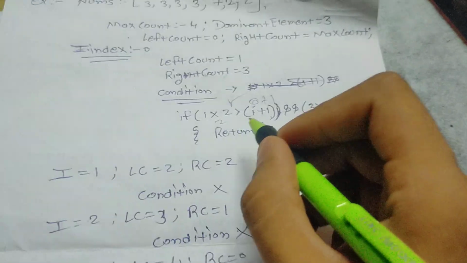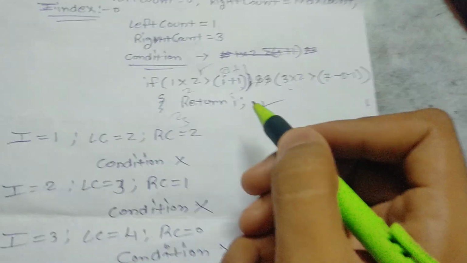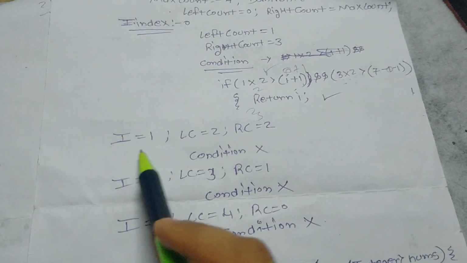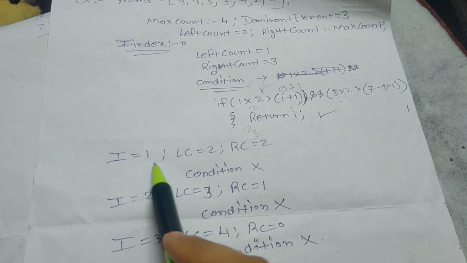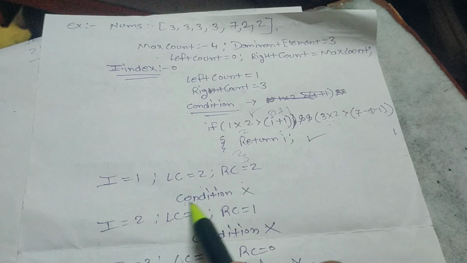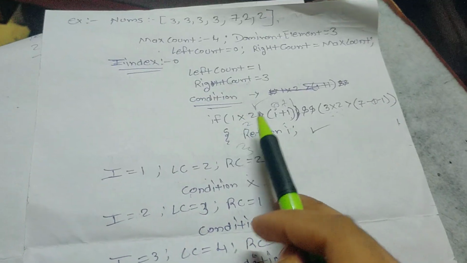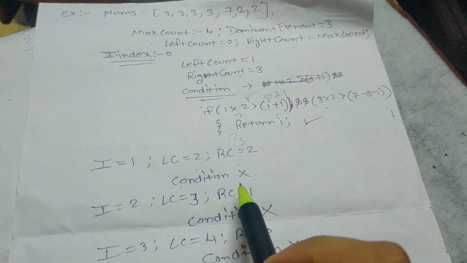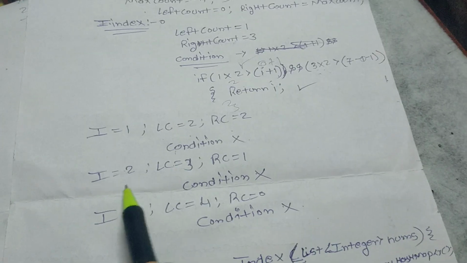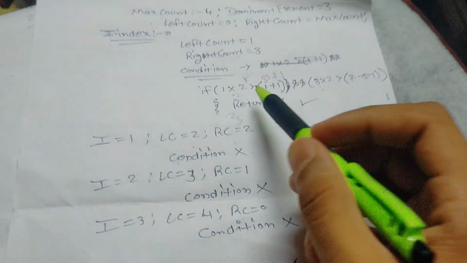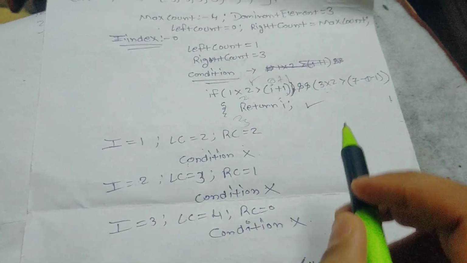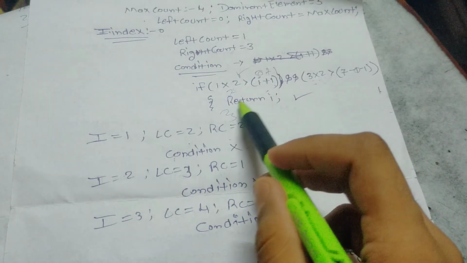If both conditions get satisfied, we will just return i. Similarly for the other indexes, if you see, the left count became 2 and the right count became 2, but if you calculate the condition, it is not satisfied. So similarly for the other indexes, if the condition is not satisfied, we will just return -1, and if it gets satisfied, we will return i.